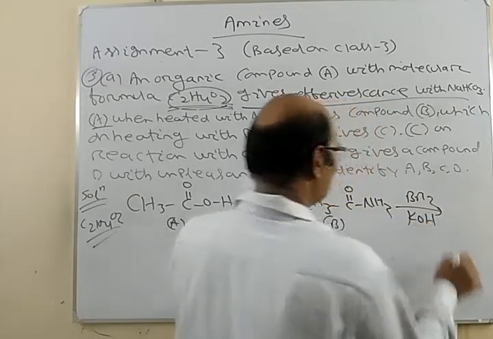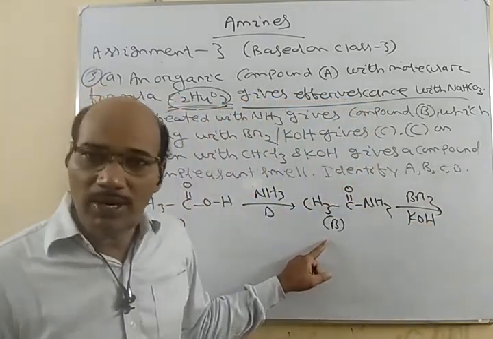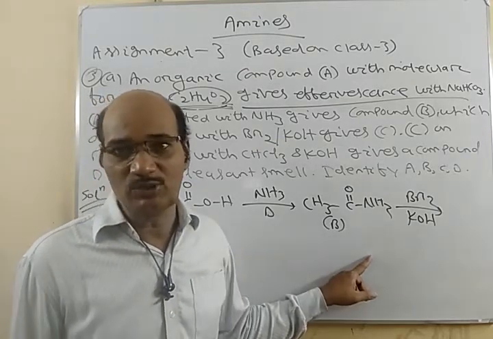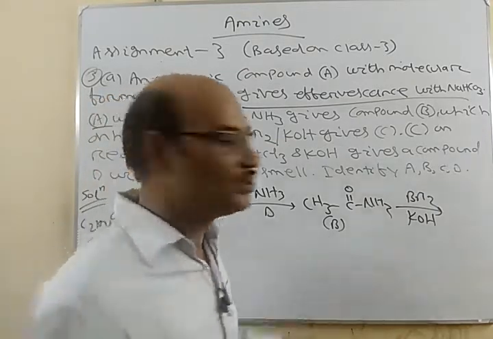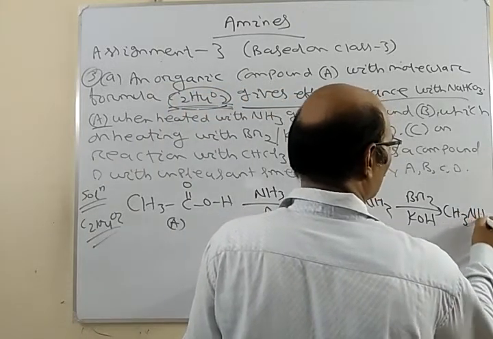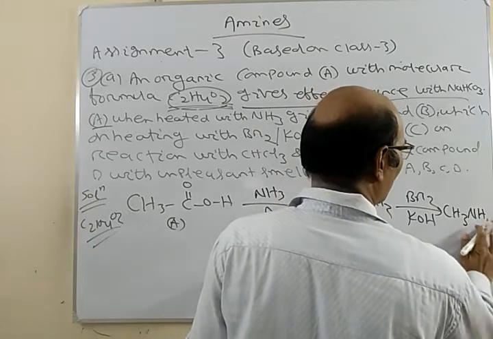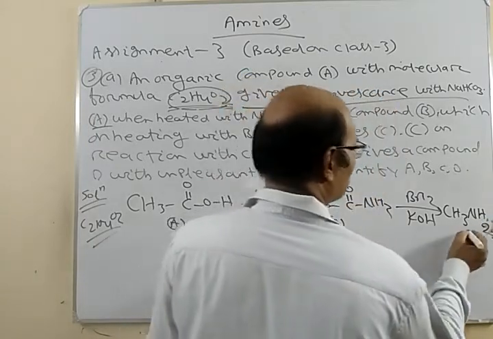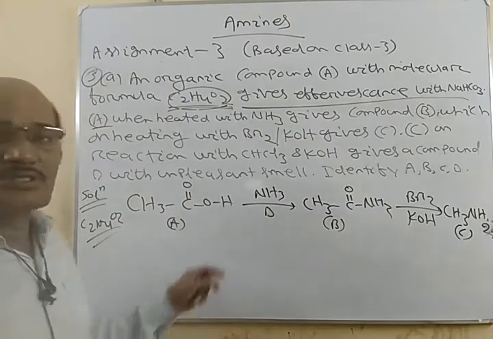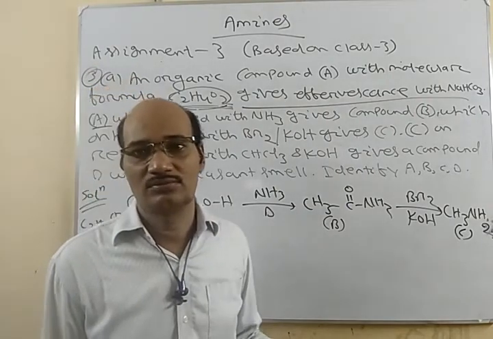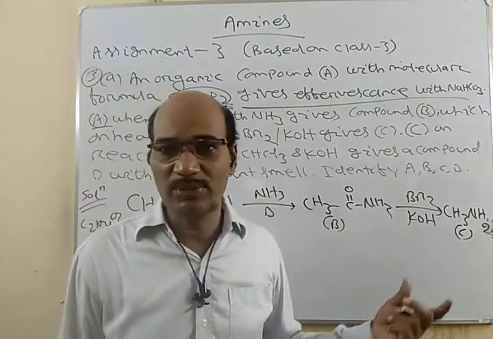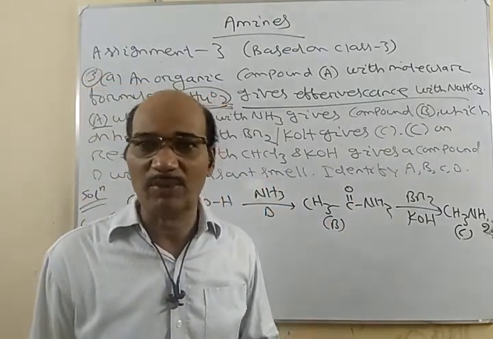Bromine and KOH, this will undergo Hofmann bromamide reaction to give an amine with one carbon less. So we'll get what? CH3NH2. C on reaction with CHCl3 and KOH will undergo carbylamine reaction. This is one of the chemical properties of primary amines.